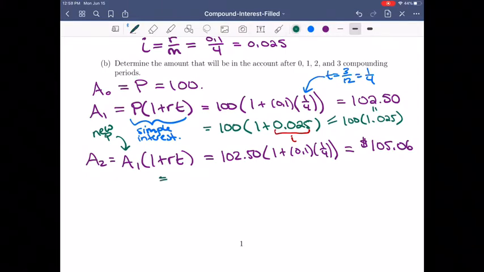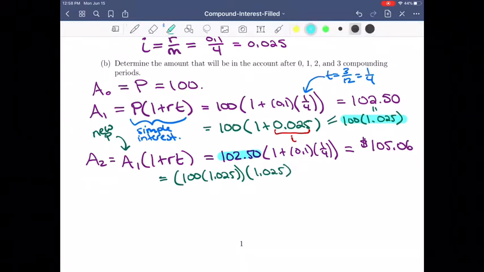So 102.5, or 102.50, this is A1. Instead of writing it like that, let's just use a highlighter here. I'm going to replace this with this. They're the same, they're equal to each other. So instead of 102.50, I'm going to write 100 times 1.025. And then in this bracket, this is 1.025.